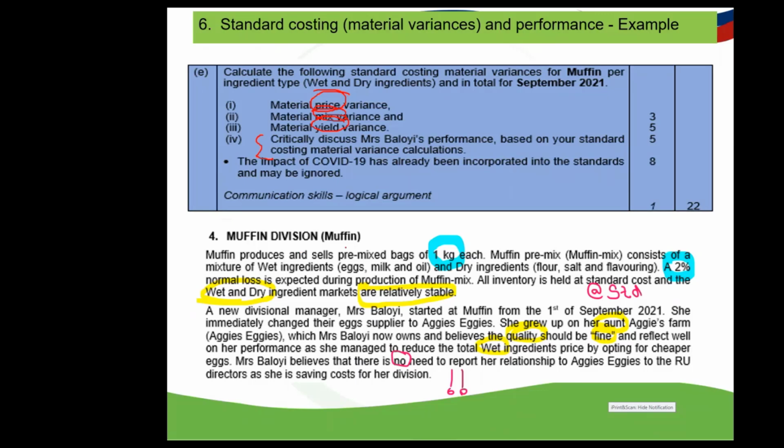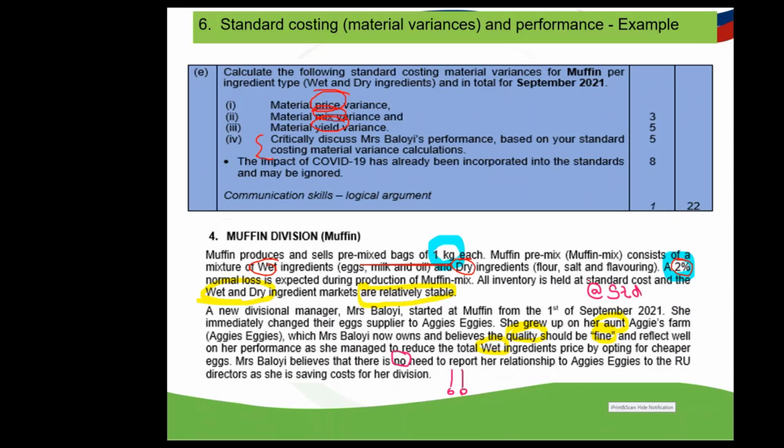Muffin produces and sells pre-mixed bags of 1 kilogram each. This premix consists of wet and dry ingredients. Okay, so my wet ingredients, that is my eggs, my milk, and my oil, and my dry is my flour, my salt, and my flavoring. So we tell you that we've got a 2% normal loss. Like I said, we're going to incorporate that into our standard because we expect it to happen.